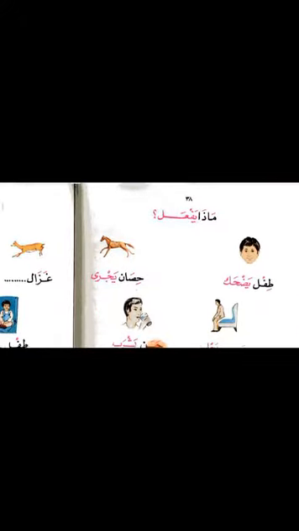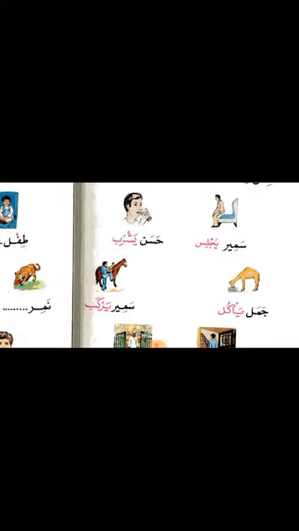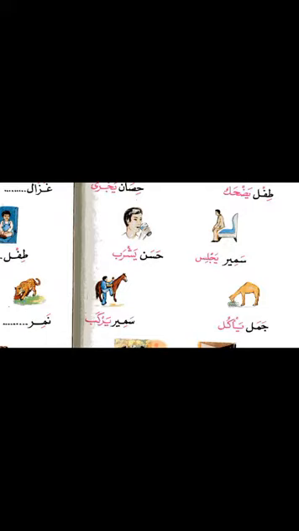Then Maza Yafal, what is he doing? Read this. Tifolun Yadhak. A child is laughing. Okay. Hisanun Yajiri. Horse is running. Samirun Yajlis. Samiru is sitting. Hassanun Yashrab. Hassan is drinking.